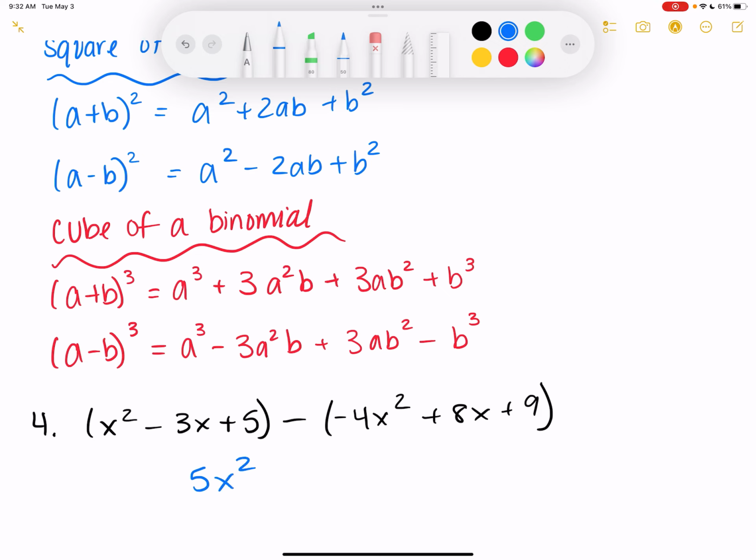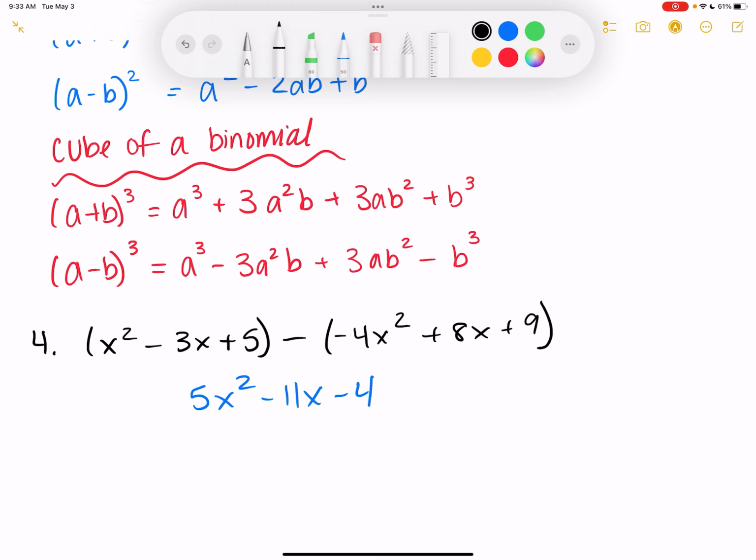So x squared plus 4x squared would be 5x squared. Negative 3x minus 8x is negative 11x. Then 5 minus 9 is negative 4. And you can call it a day. So if you feel like you need to actually distribute the sign through and rewrite everything, that's fine. If you're content with this method, totally fine. I like to save writing when I can.